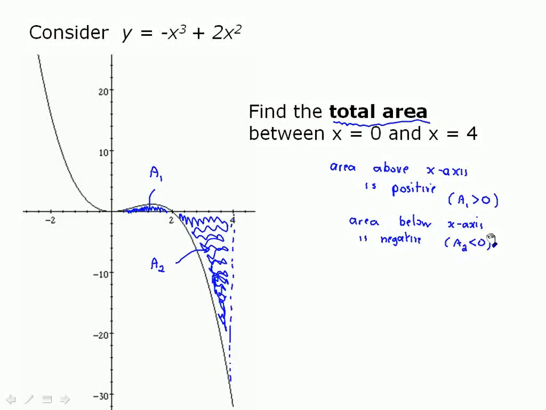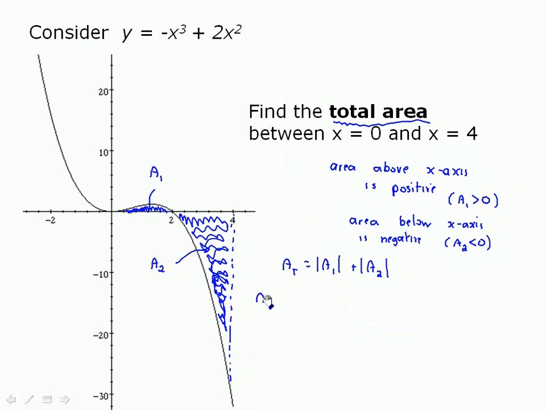And if we just went from 0 to 4, our calculator, or us, would probably get a negative answer, because you can see by inspection at least that A2 occupies a bigger area than A1. So I want to be careful with this one. To get the total area, I want the absolute value of A1, which is positive anyway by inspection, plus the absolute value of A2. So it's all in the way the question is worded. Therefore, A1 is from 0 to 2, A2 is from 2 to 4, and then we basically add them.